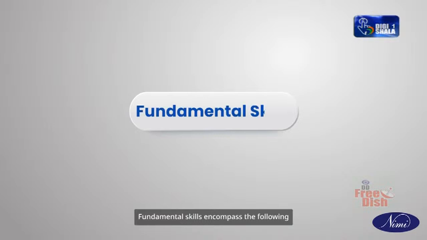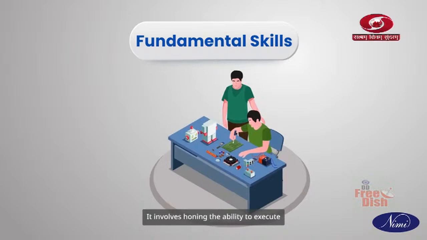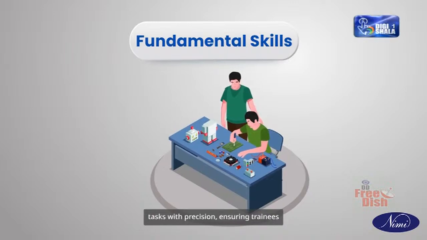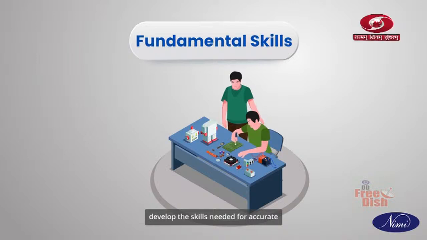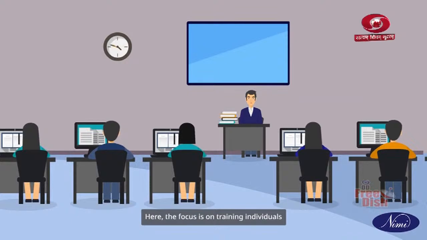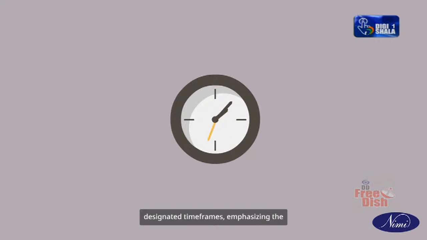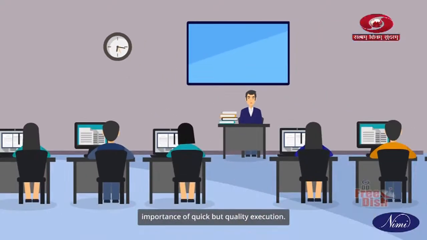Fundamental skills encompass the following aspects. Accuracy. It involves honing the ability to execute tasks with precision, ensuring trainees develop the skills needed for accurate performance. Speed. Here, the focus is on training individuals to efficiently complete tasks within designated timeframes, emphasizing the importance of quick but quality execution.